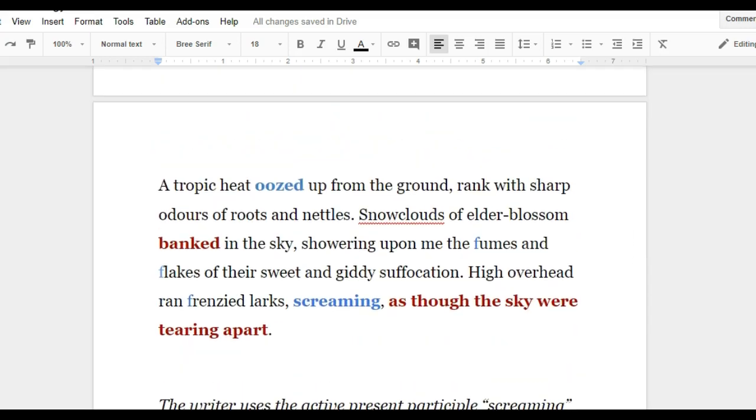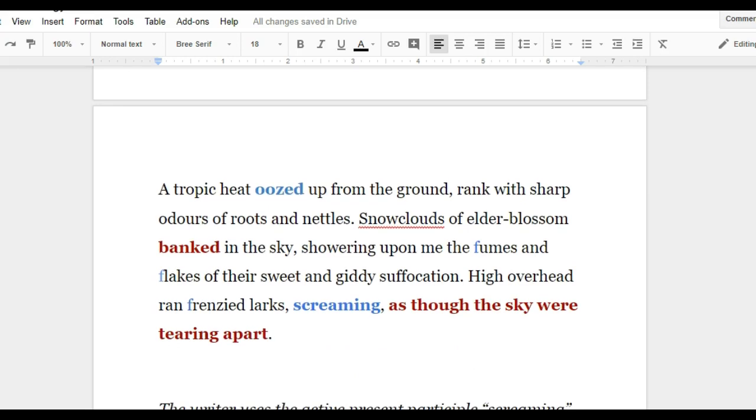This is taken from Laurie Lee's Cider with Rosie, which wouldn't come up on an exam paper because it's autobiography. But I've just picked out some words that I could talk about. "A tropic heat oozed up from the ground, rank with sharp odours of roots and nettles." Right, what is this word, oozed?